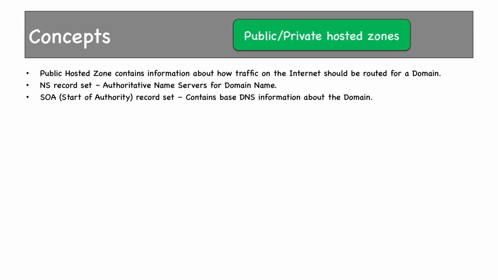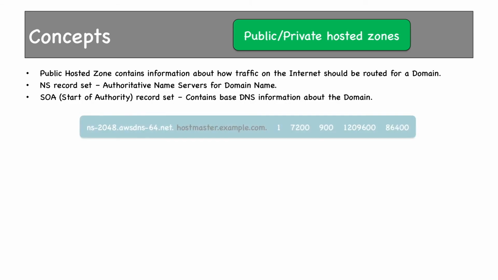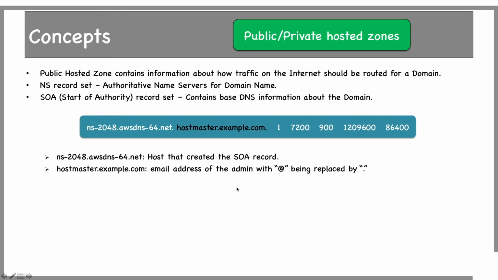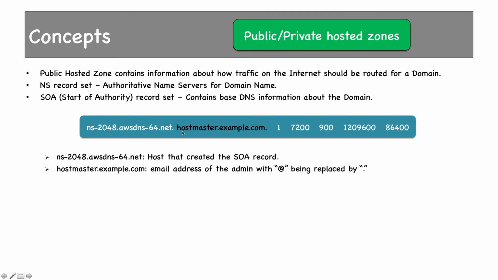Then we have SOA record, or start of authority record, which contains base DNS information about the domain. We do not need to know so much about SOA, just give it a one-time read, that's it. This is what you'll find in SOA record set. The first one is the host that created this record, and then the second one is the email address of the admin, with @ replaced by dot. So basically, in this case, hostmaster@example.com, which is the admin of this host. Then we have TTL, the final one, 86400. This is the minimum TTL or time to live.